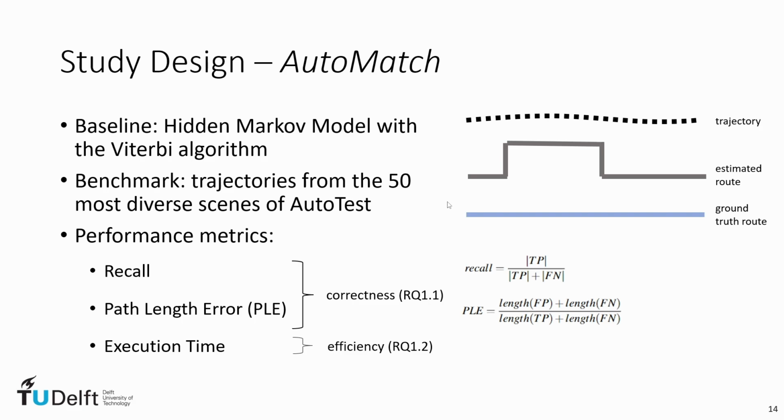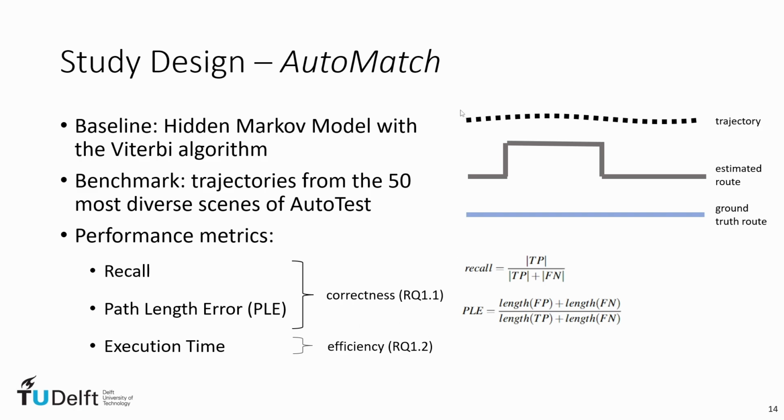Then the 50 most diverse scenes of the AutoTest benchmark will be used as the trajectories to be map matched. And I will be measuring the performance using three performance metrics. Recall and path length error are used to prove correctness, so that will answer research question 1.1. And the execution time is meant to answer research question 1.2 for the efficiency.